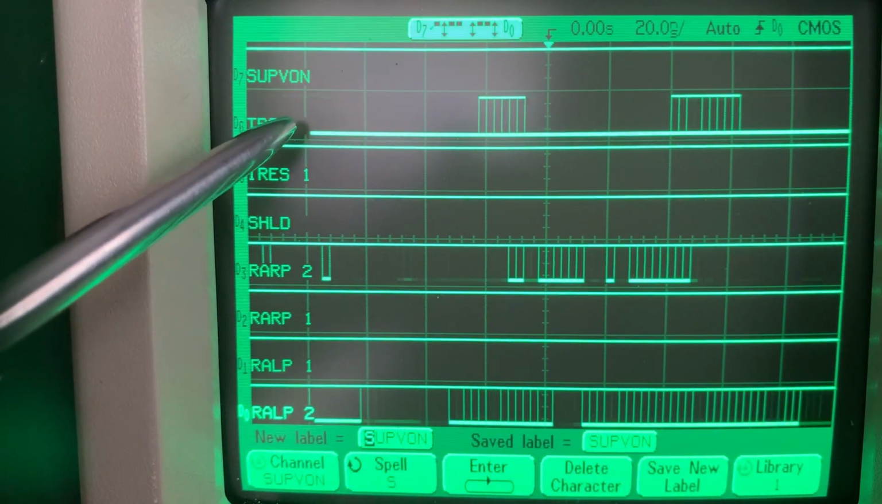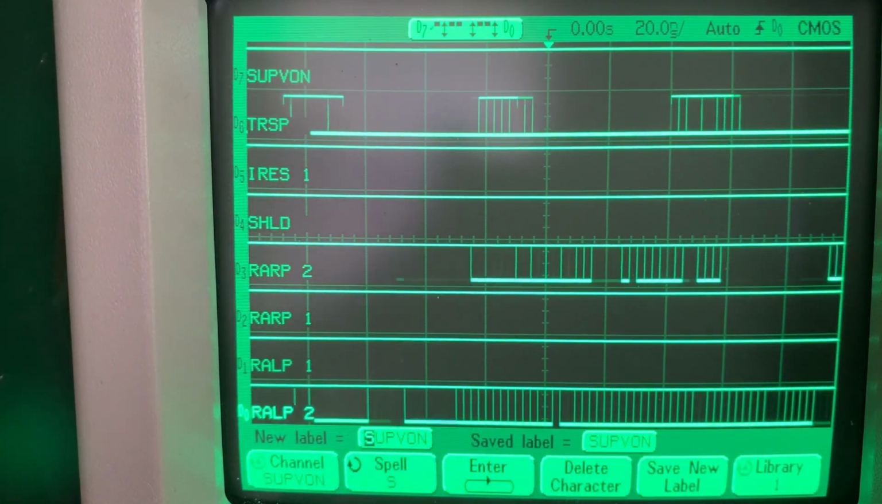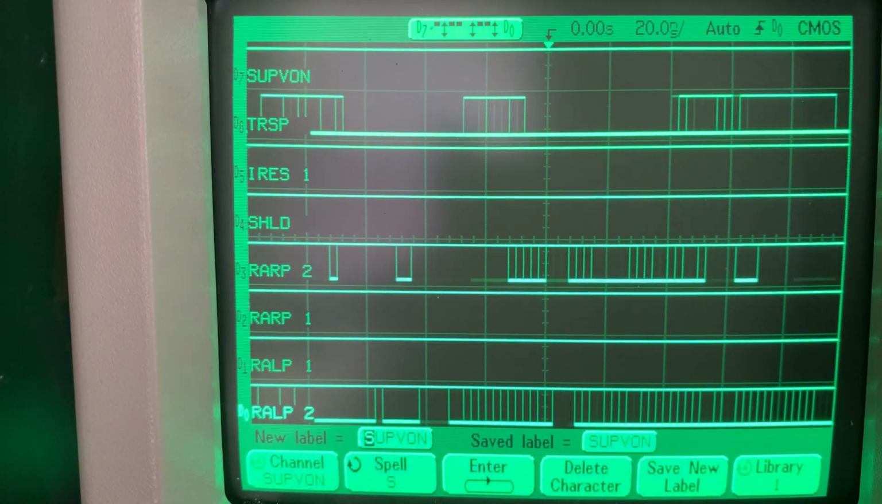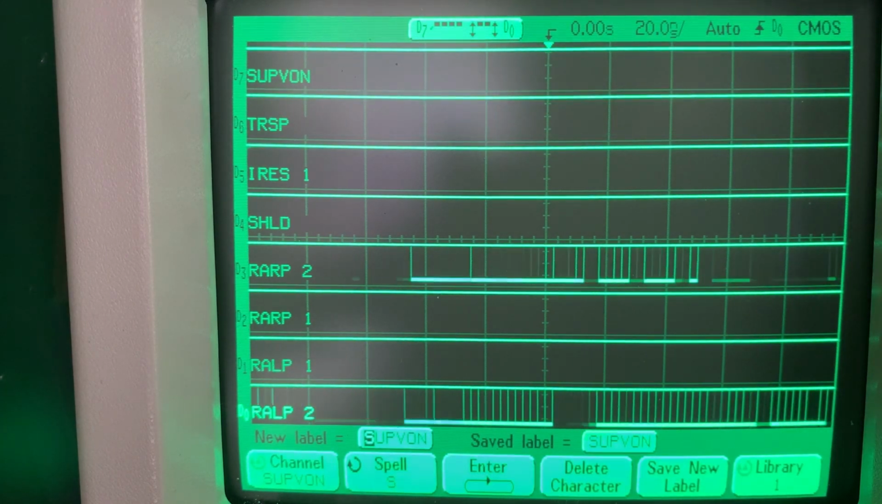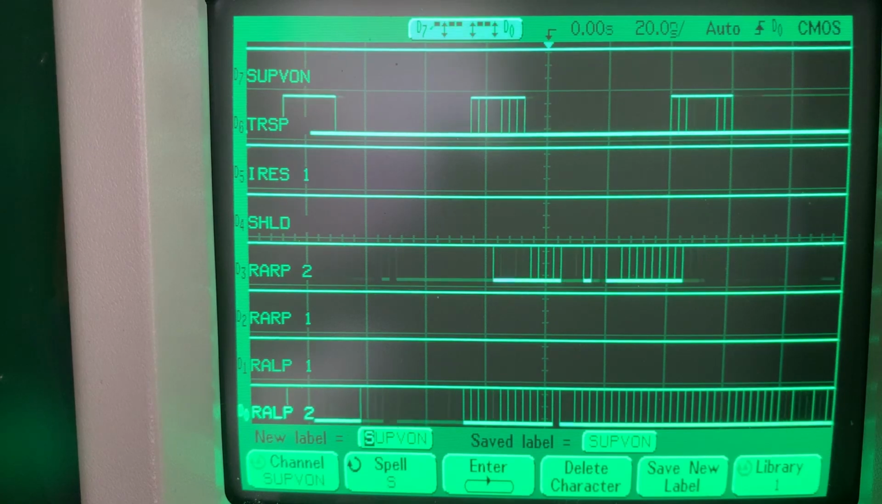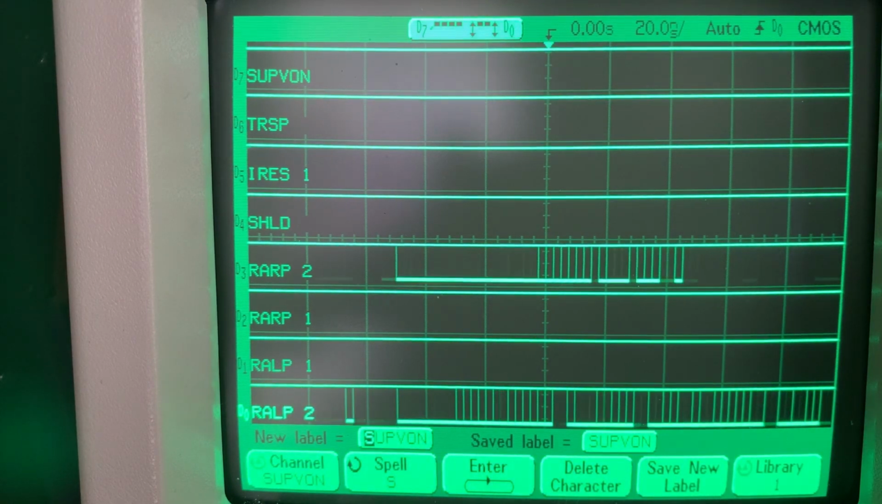Okay, so look at this one right here, the TRSP. I'm going to put some piece of tape in between the optical right now. You see that come on? So that's sensing the tape right there. The tape's out of there, tape's in there. So it knows it's tape that's in there, at that point.